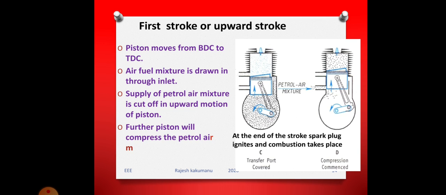Next, further the piston will compress the petrol air mixture in the cylinder. Whenever the piston is moving upwards, the air fuel mixture gets compressed there. Whenever the compression takes place, what happens? Automatically the combustion starts, thereby the spark plug gets ignited. See the figure. At the end of the stroke, the spark plug ignites and combustion takes place. The transfer port is covered, so the compression stroke is commenced.